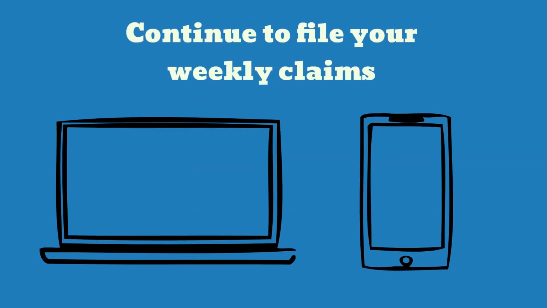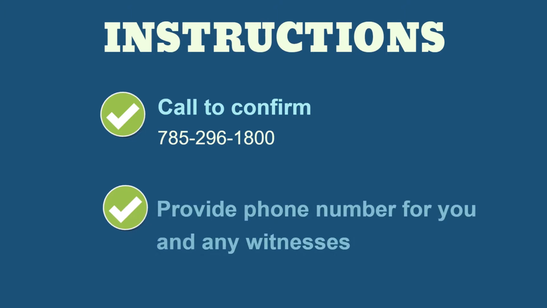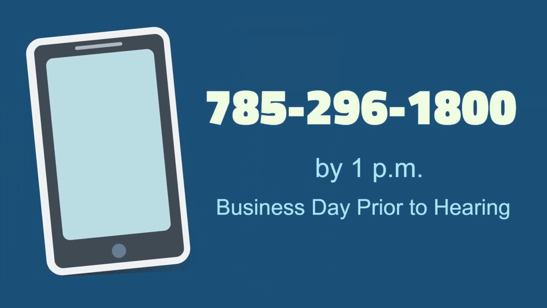Be sure to continue to file your weekly claims if you are out of work while you wait for the notice. The instructions for the hearing include calling the Office of Appeals to confirm the hearing and provide KDOL with the phone number where you and any witnesses can be reached for the hearing. Even if you have previously provided KDOL with a telephone number, you must call the Office of Appeals by 1 p.m. the business day prior to the hearing in order to provide the telephone number at which you wish to be contacted for the hearing.